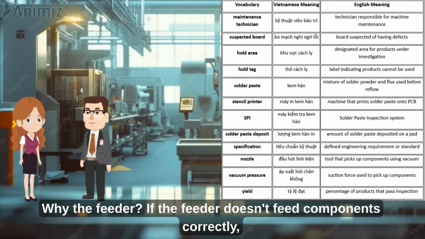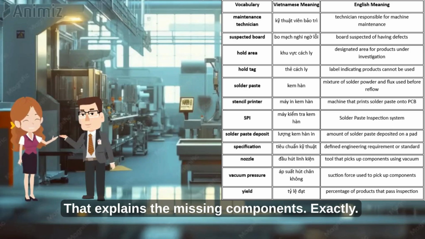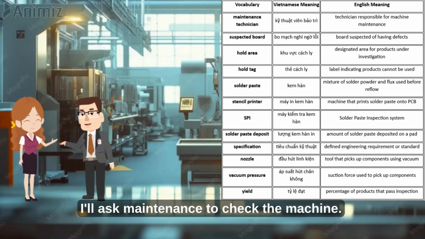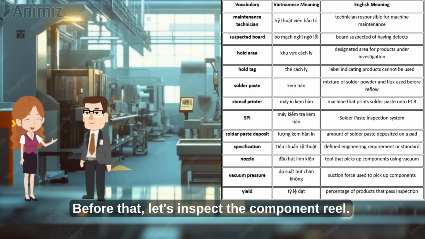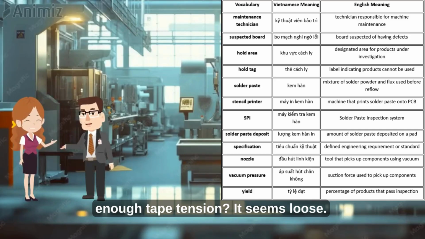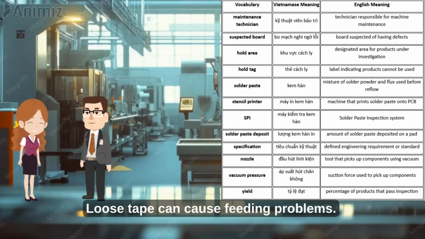Why the feeder? If the feeder doesn't feed components correctly, the machine cannot place them accurately. That explains the missing components. Exactly. I'll ask maintenance to check the machine. Before that, let's inspect the component reel. The reel looks almost empty. Is there enough tape tension? It seems loose. Loose tape can cause feeding problems.